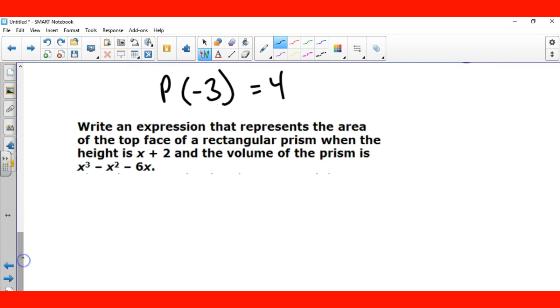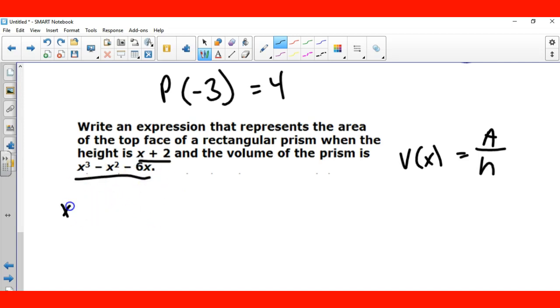Now, for this last example, we got a word problem, but it doesn't change anything. It says write an expression that represents the area of the top face of a rectangular prism where the height is x plus 2 and the volume of the prism is x cubed minus x squared minus 6x. So, just so you know, the volume of this prism would be area times height, so area is volume divided by height. Again, it's just this expression divided by that binomial. So we do the same thing right here.